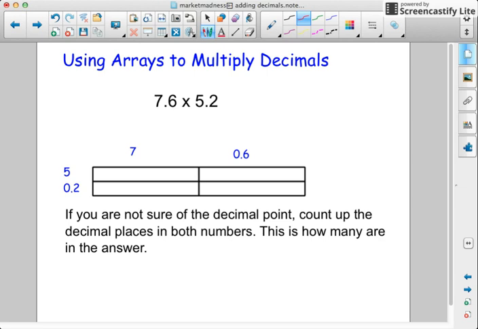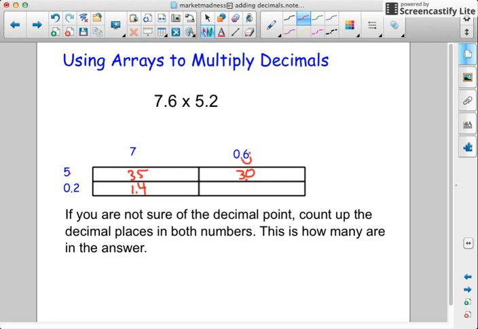So let's just start doing this one. 5 times 7 would give you 35. 5 times 0.6, well, 5 times 6 is 30. So you can pretend without the decimal. Then there's 1 decimal place in here, starting from the right side. So this is going to give you 3.0. 0.2 times 7, well, 2 times 7 is 14. My decimal point, one of them, so it would go here.